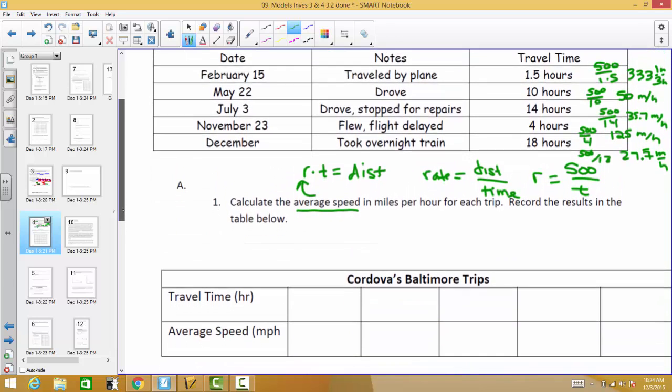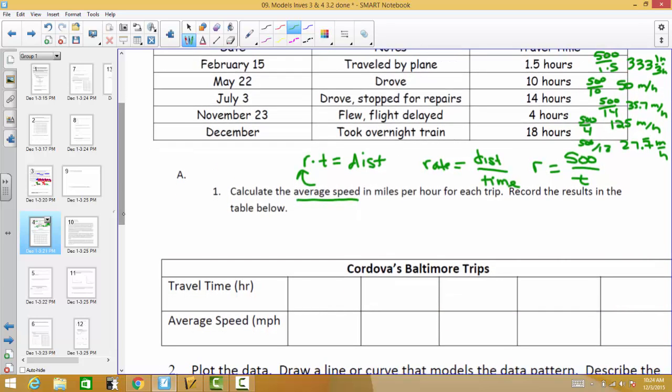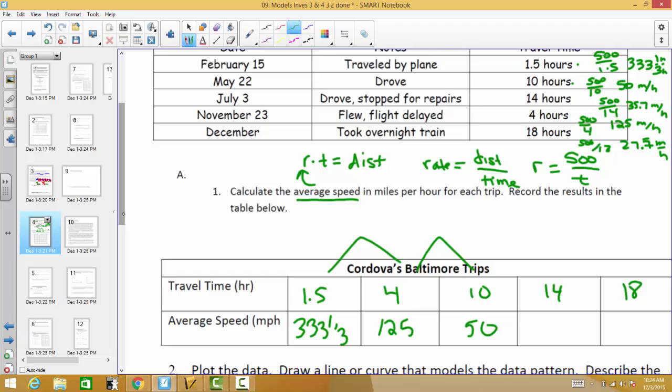So I'm going to put these numbers in numerical order. So I'm going to put 1.5 first, and then 4, and then 10, and then 14, and then 18. I think it's just easier to look at patterns when your x is in order. And since we're doing a constant multiple, the x is not necessarily going to go up by the same amounts. So just make sure you're watching that also. So this is 333 and a third. I'm just taking this data and writing it down here. 10 gave us 50, 4 gave us 125, 14 gave us 35.7, and 18 gave 27.7.